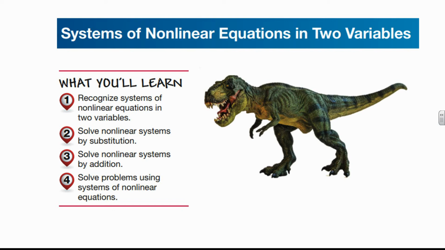Systems of nonlinear equations in two variables. When they say nonlinear, they're saying that you can have equations where you may have x squared involved, or x cubed or something like that. Nonlinear.